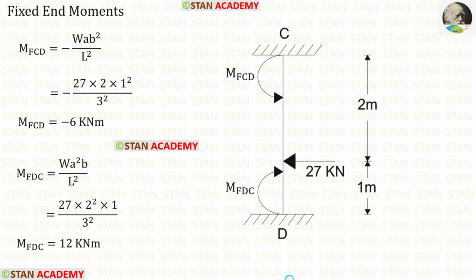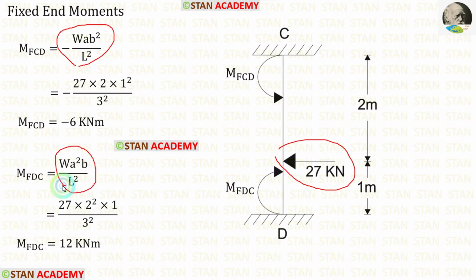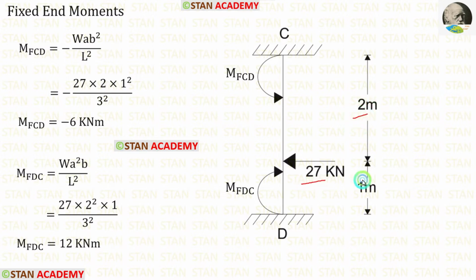Now let us find the fixed end moments in the column CD. In the column CD, there is an eccentric point load of 27 kN. The formulas for the fixed end moments are minus WAB square upon L square and positive WA square B upon L square. Here W is 27, A is 2, B is 1. When we apply the values in the formulas, we get M of CD and M of DC.